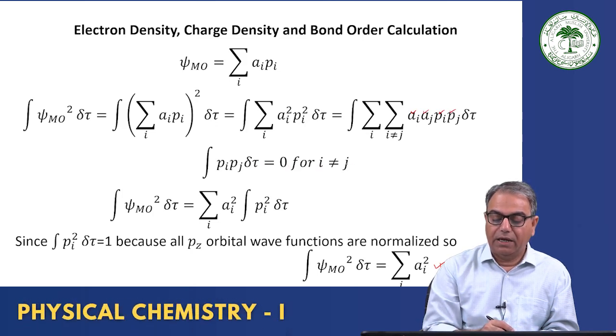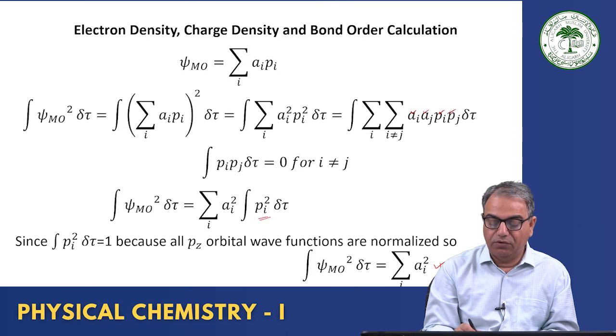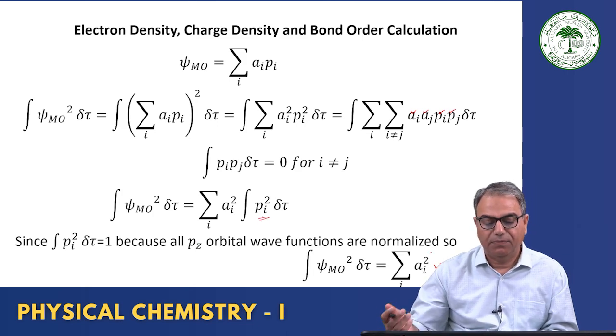And if they are equal, then it is equal to 1. So, Pi square will be equal to 1, and it will give you this one. This we already did in the previous slides.